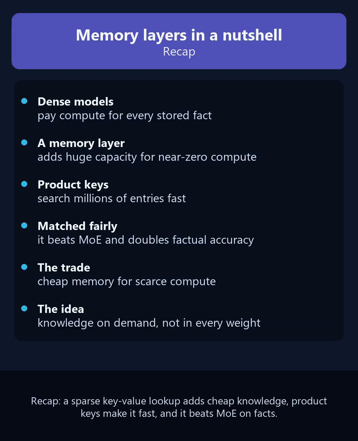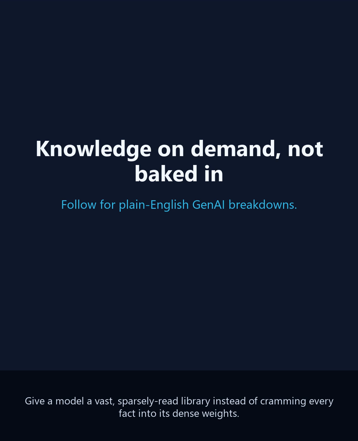Quick recap. Dense models pay compute for every stored fact. A memory layer is a trainable key-value lookup that adds huge capacity for almost no extra compute. Product keys make searching millions of entries fast. Matched for compute and parameters, it beats mixture of experts and doubles factual accuracy, trading cheap memory for scarce compute. It is knowledge on demand, not baked into every weight. That is memory layers at scale. Give a model a vast, sparsely read library instead of cramming every fact into its dense weights.